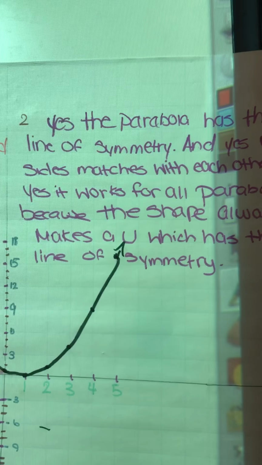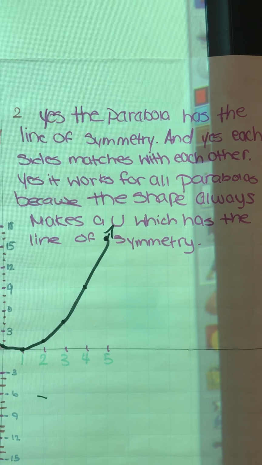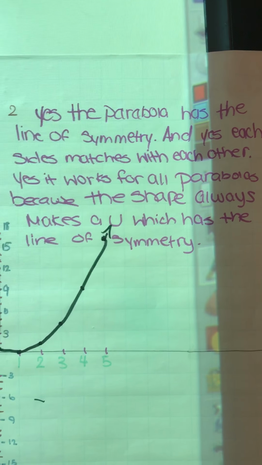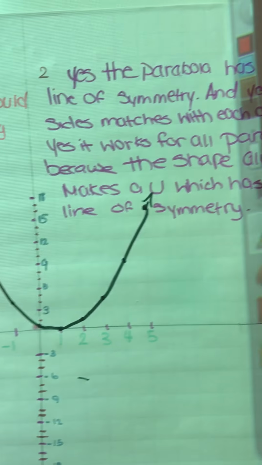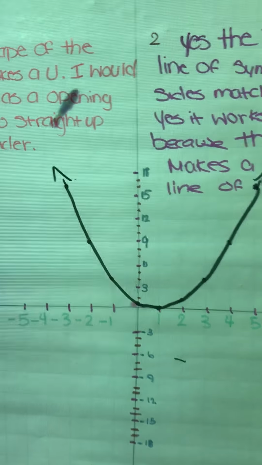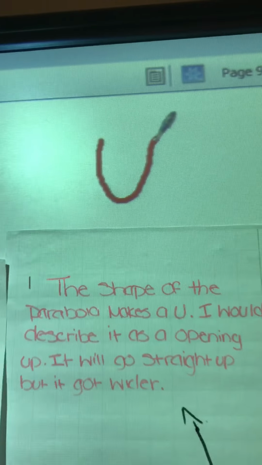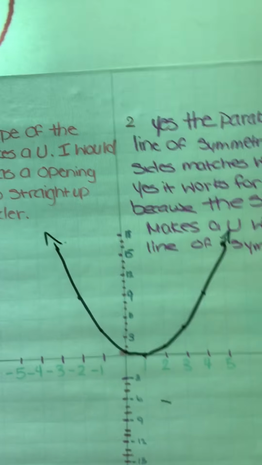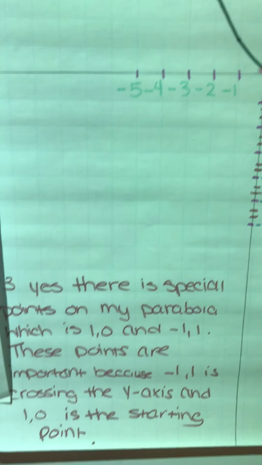So yes, the parabola has a line of symmetry, and yes, the sides match with each other. So that's that folding idea. It works for all parabolas because the shape will always make a U, which always has a line of symmetry. If you draw a picture of a U, it's always going to have a line of symmetry, so that's kind of an interesting observation about all parabolas. And what else do we have?